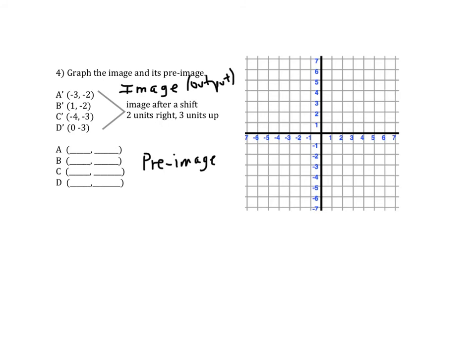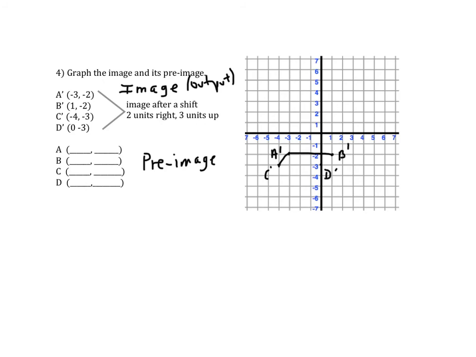The first thing I'm going to do is graph the image or the output by plotting the points that are given to me for A prime, B prime, and C prime. So A prime is at -3, -2. So from the origin, go to the left 3 and then down 2. There's A prime. B prime is at 1, -2. So from the origin, go to the right 1 and down 2. C prime is at -4, -3. So left 4, down 3. And finally, D prime is at 0, -3. So from the origin, you don't go left or right at all, just go down to -3. And that should be D prime.